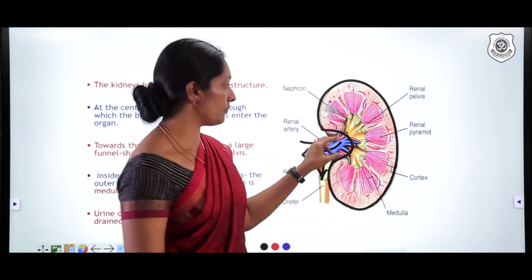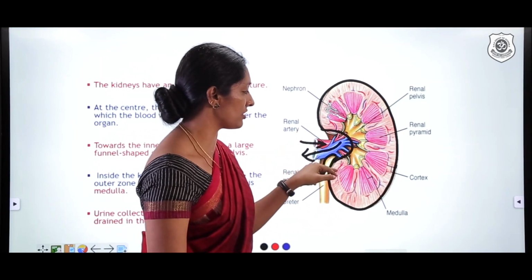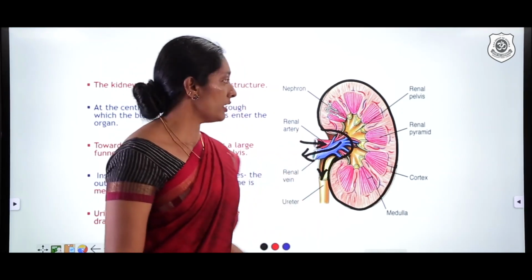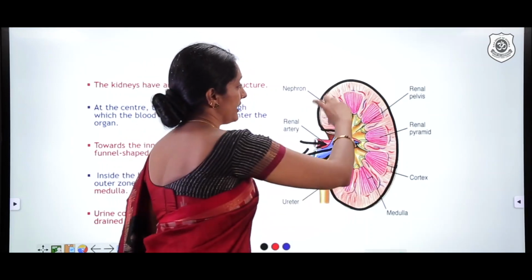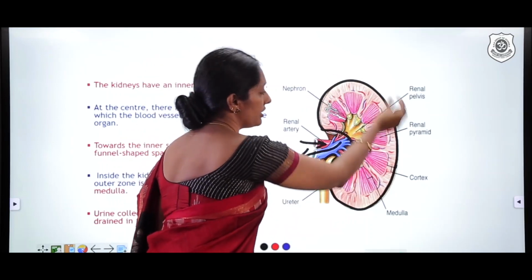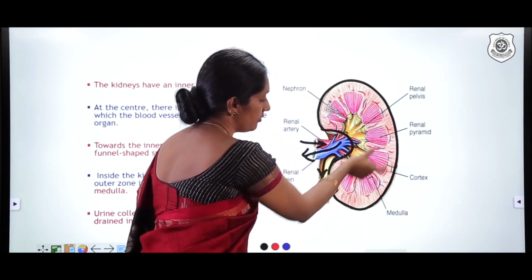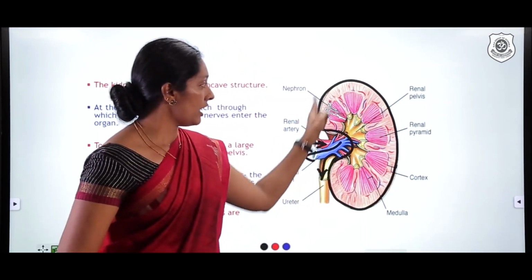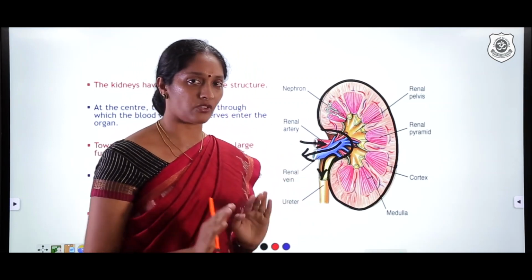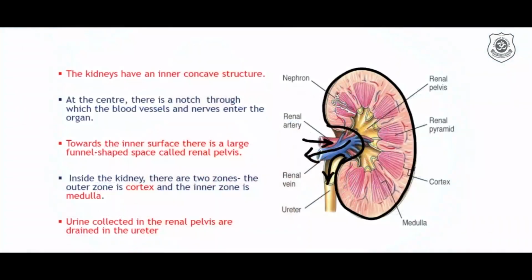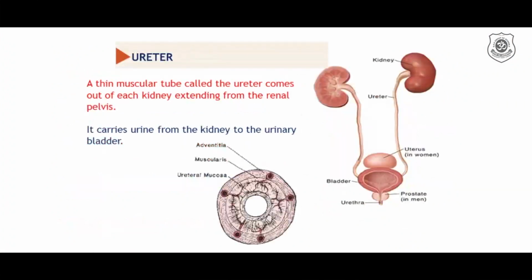Inside, if you see, you will be able to see funnel-like structures here, and that is the pelvis. Then further, if you see, this kidney is divided into outer cortex and inner medulla. So it has outer cortex, inner medulla. So that is the structure of the kidney. If you just take a section of the kidney, you'll be able to see it this way.